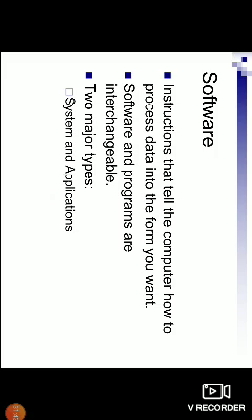So next one is software. Software is instructions that tell the computer how to process data into the form you want. Software and programs are interchangeable. There are two types of software. The first one is system, and the second one is application software.